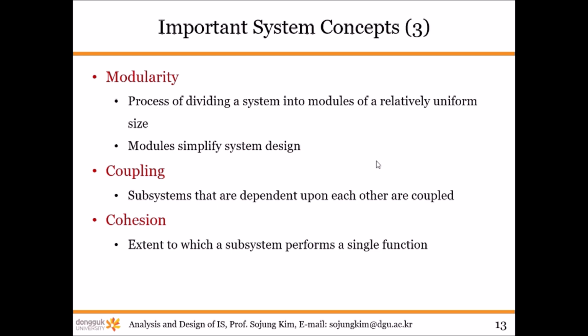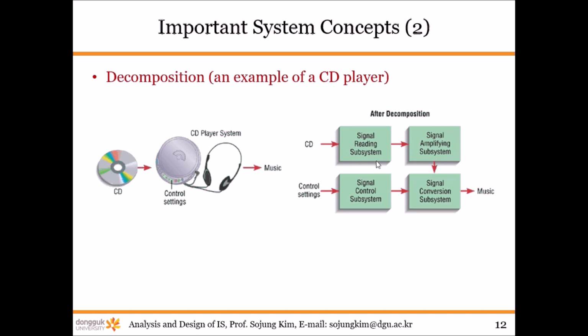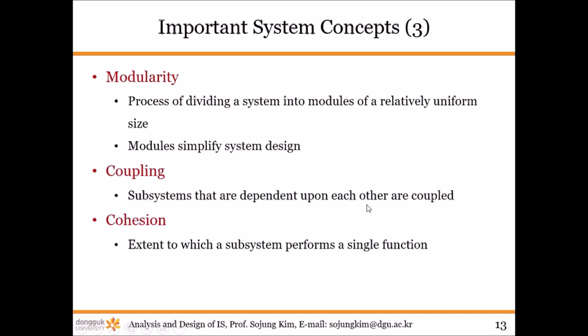And coupling is when subsystems are dependent on each other. You already saw an example of coupling: the signal conversion subsystem, which is influenced by the signal amplifying subsystem as well as the signal control subsystem, right? So this is coupling. You need information from the other components. And cohesion is the extent to which a subsystem performs a single function. Okay.